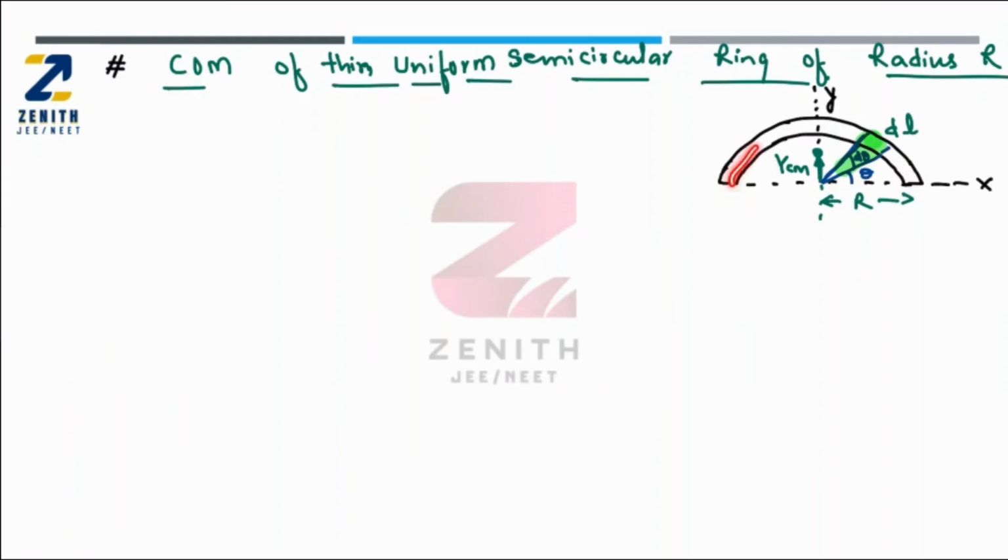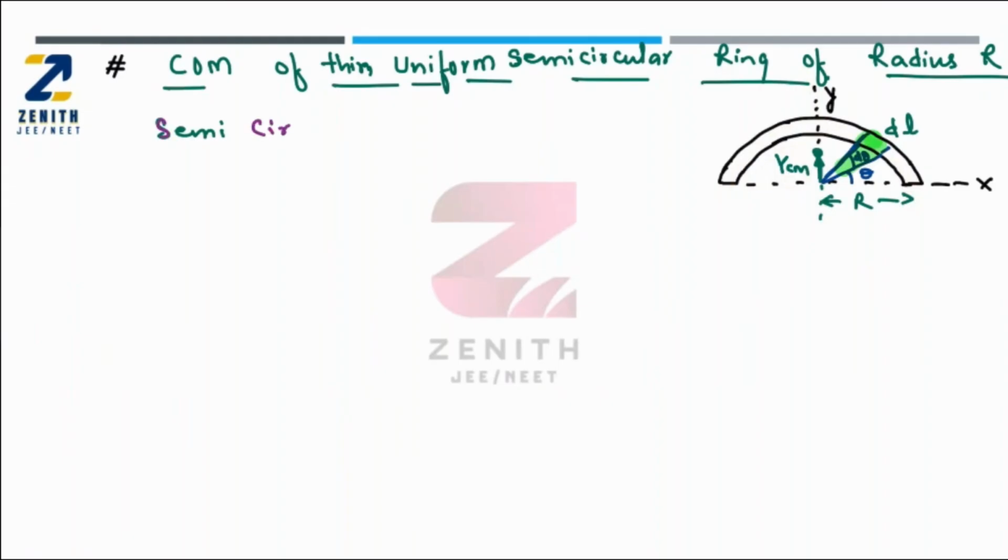First of all, if you see this semicircular ring has the axis of symmetry as the y-axis. That means the center of mass always exists over this particular axis only. That means you have to calculate the y coordinate of the center of mass. Again the same thing, you have to take a small element, then integrate from the initial position to the final position. So what is the condition given? The semicircular ring is given.